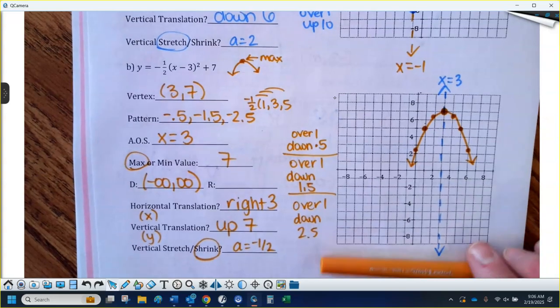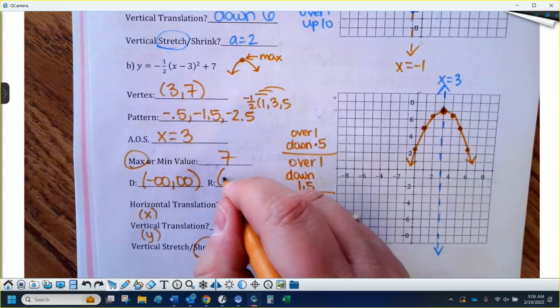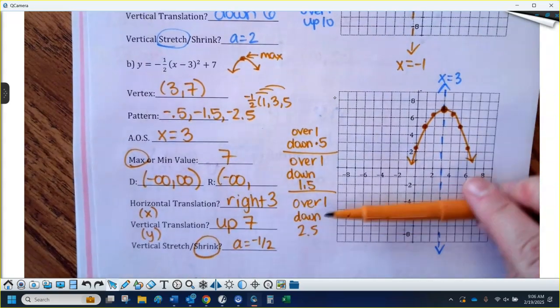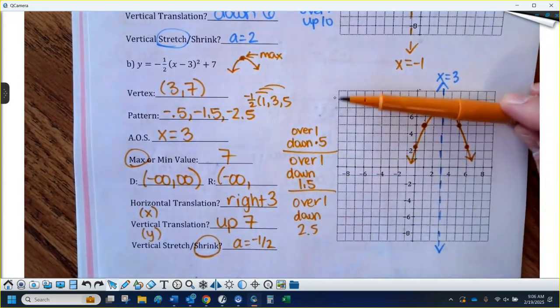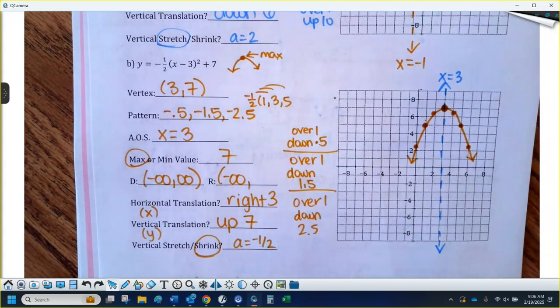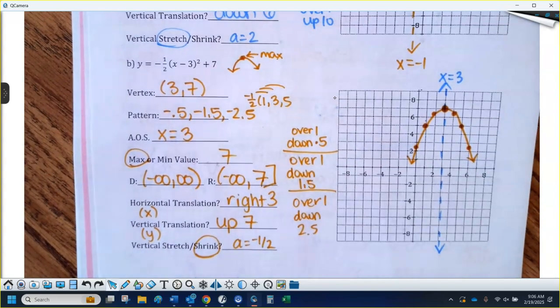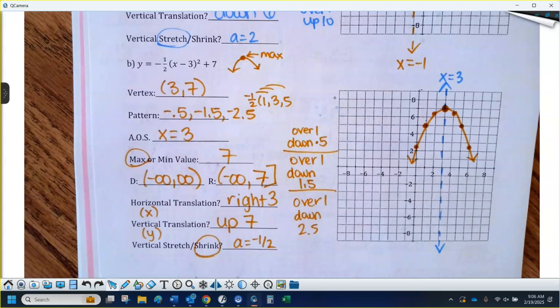We'll go back and do the range. Fail. All right, so this would go down forever. So for the range, I'm going to go negative infinity, and then we would continue to trace the graph up. You would stop touching that parabola at that vertex. So the highest point for the y values would be 7. So we'd have a bracket with that. It should just be the y-coordinate of the vertex. I almost forgot.